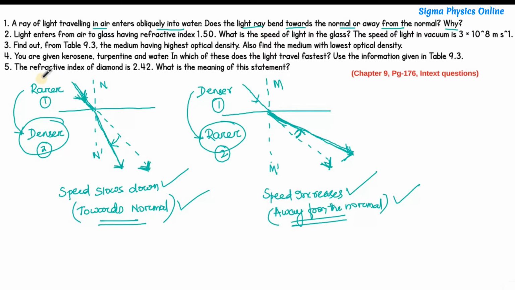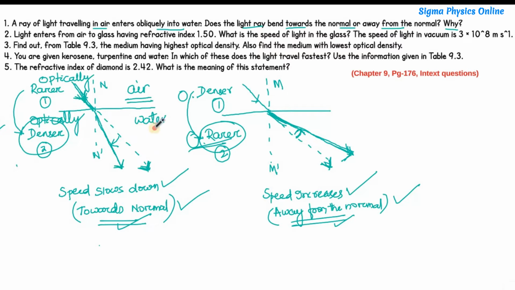We can say that this is an optically rarer medium, and this second medium is an optically denser medium. So when light is traveling from an optically rarer medium to an optically denser medium, the light ray bends towards the normal, and when the light ray travels from an optically denser medium to an optically rarer medium, it bends away from the normal. So in this case, water is an optically denser medium and air is an optically rarer medium. So it will be our first case, that is light is traveling from air to water.